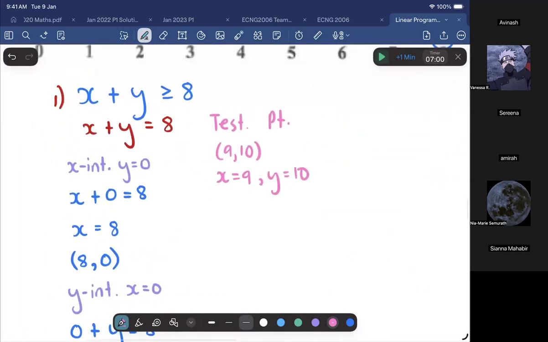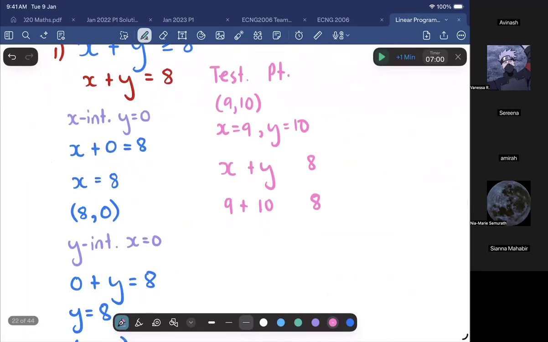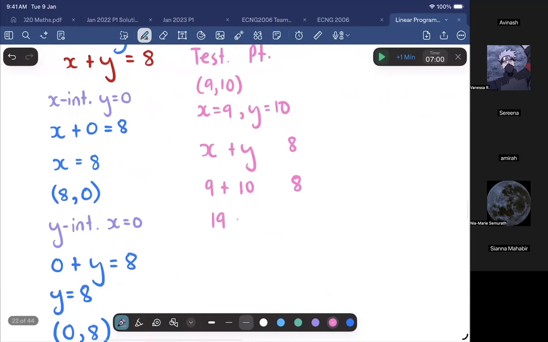Right, so Ria, when we test this test point and plug it in, let's see what's going to happen. I'm going to write x plus y, and I'm just going to put 8 for now. I'm going to leave out the sign in the middle, because we don't know what it is going to be just yet. Ria, we know that x is 9 and y is 10, and it's 8 on the right-hand side. What is 9 plus 10? 19. Okay, 19 is what than 8? More than. Right, 19 is more than 8.